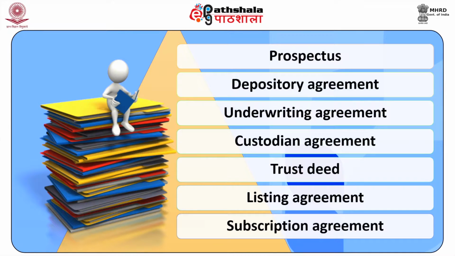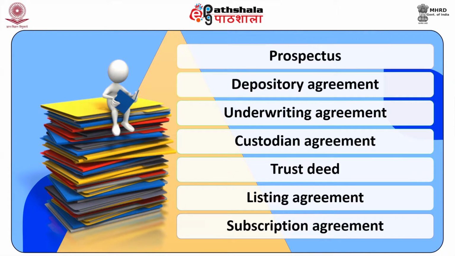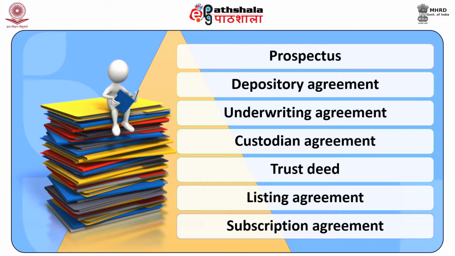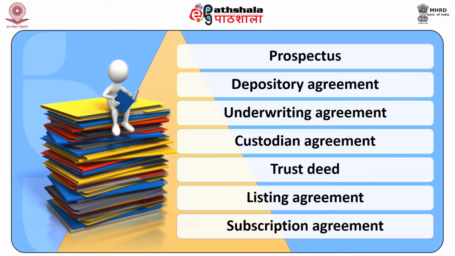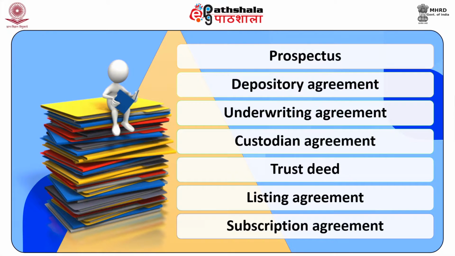A large number of documents are required in the process of issuing international equities. These are: Prospectus. It gives details about the issuer, its management and about the issue. Depository agreement. It is an agreement between the issuer and the depository that describes the rules for conversion of shares into GDRs and back and many other things. Underwriting agreement. An agreement executed between the issuing company and the underwriter for the purpose of giving assurance of subscription.